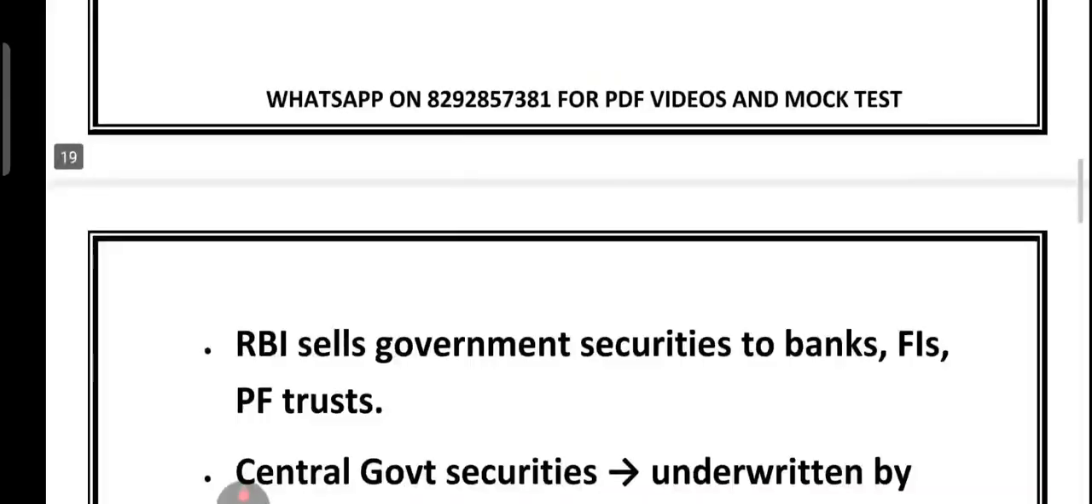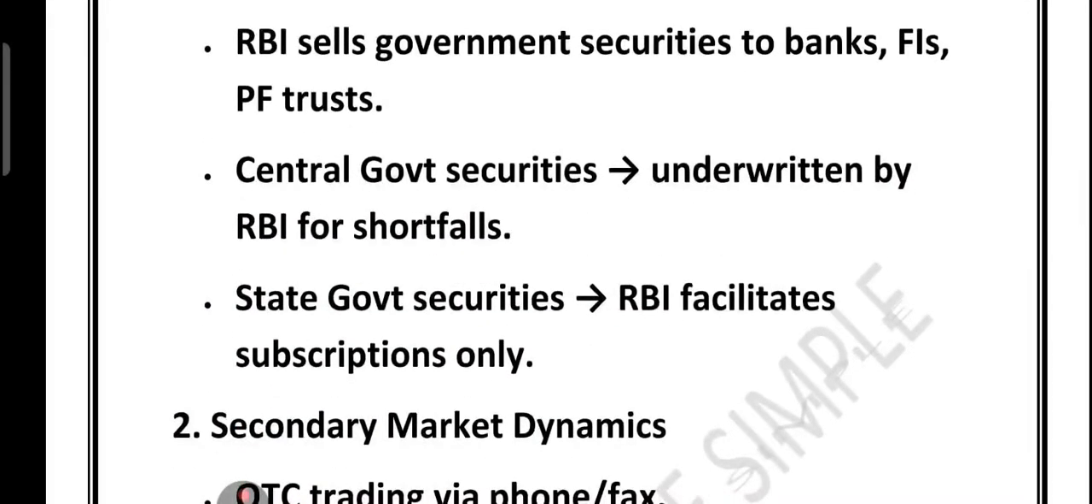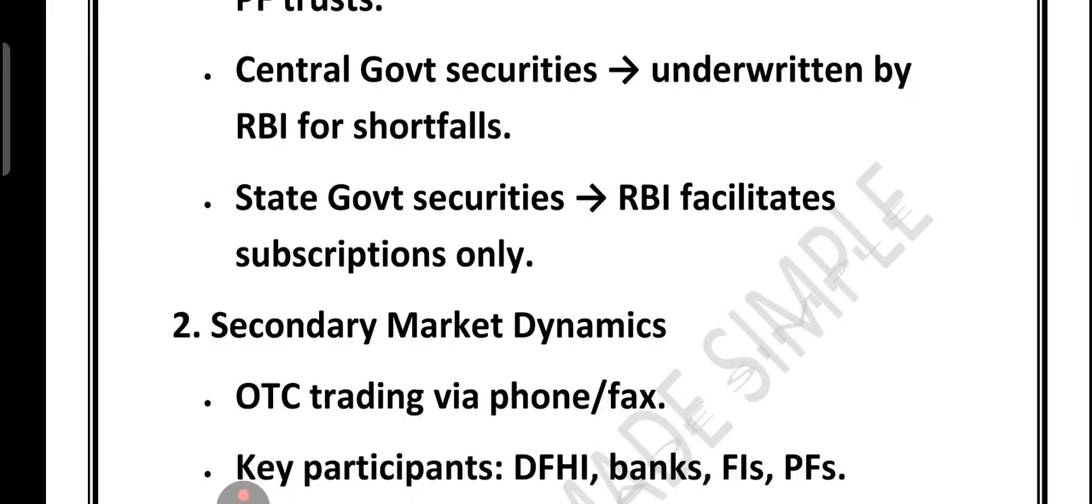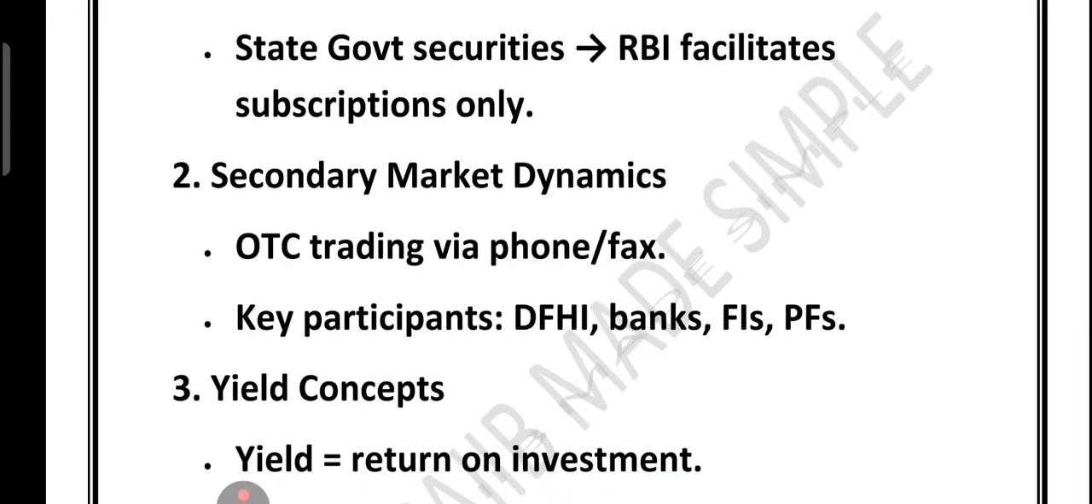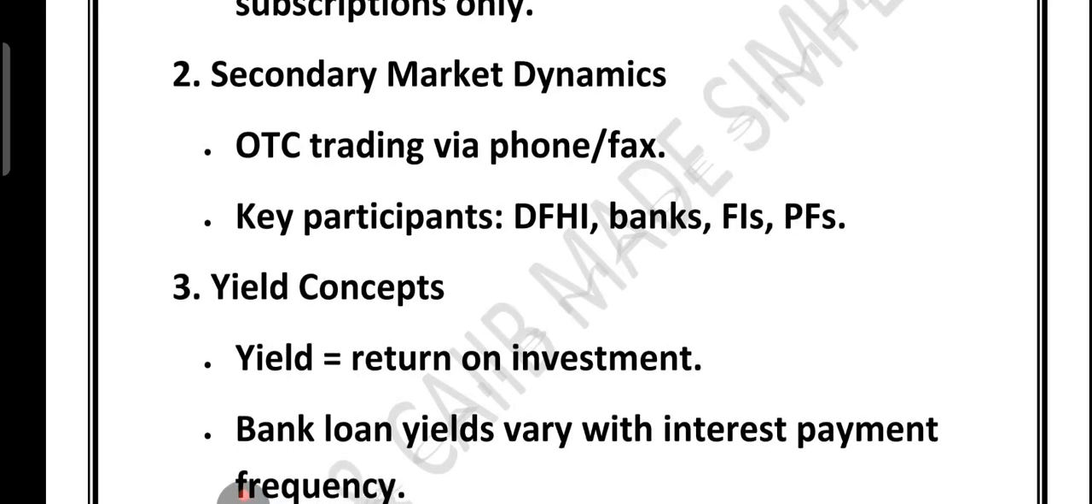Now if you look at the primary market operation, RBI sells government security to banks. I think we have discussed this. Central government securities are underwritten by RBI if subscription falls short, and state government security subscriptions are facilitated by RBI only. Now secondary market dynamics: I told you that securities are traded over the counter via phone or fax. Key participants include DFHI, banks, financial institutions, and PFs, pension funds. Then we have the yield concept. Yield is the return on investment. Bank loan yield depends on interest payment frequency and market condition.